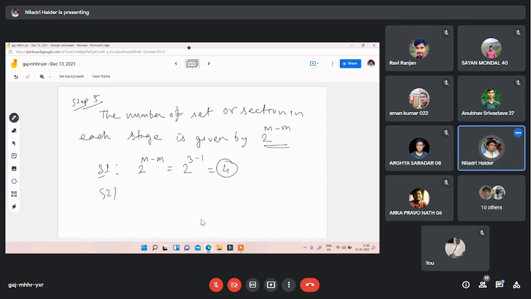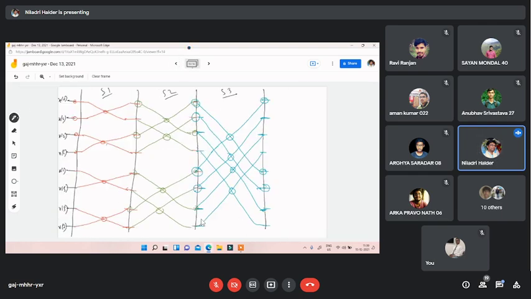Similarly, stage 2, 3 minus 2, it will be 2. And for stage 3, 3 minus 3, it will be 1. Meaning that stage 1 will have 4 sets of butterflies, stage 2 will have 2 sets, and stage 3 will have 1 set. And all of you know what a set is.